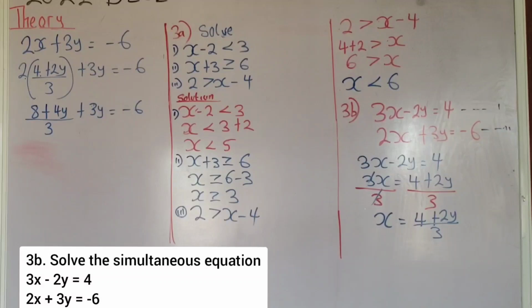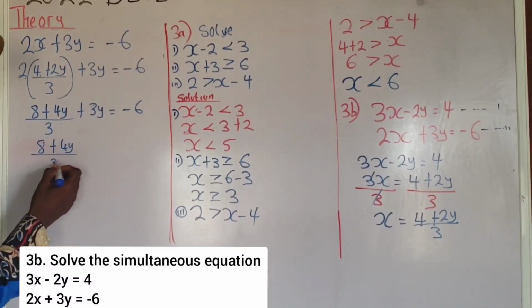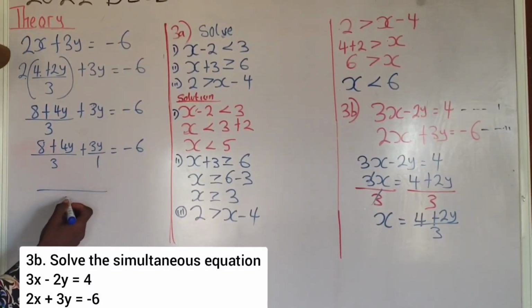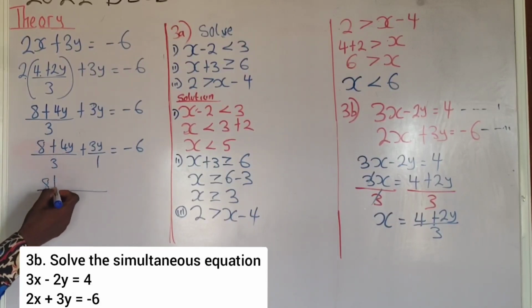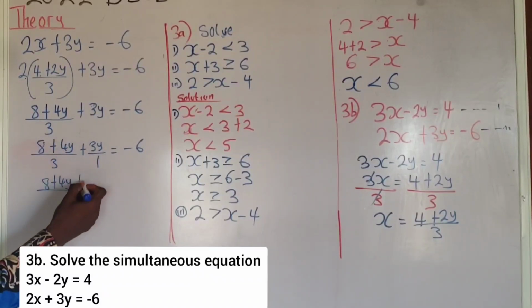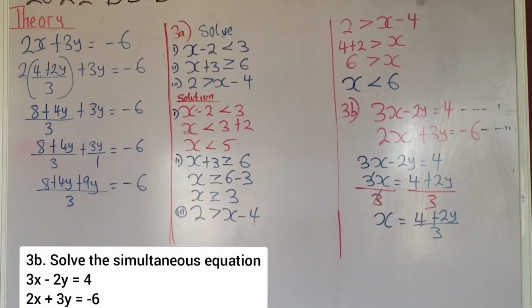Therefore, I can rewrite this as 8 plus 4y all over 3 plus 3y all over 1 equals negative 6. Now take the LCM. The LCM is 3. 3 divided by 3 is 1. 1 times 8 plus 4y is 8 plus 4y. 3 divided by 1 is 3. 3 times plus 3y is plus 9y. So this is equivalent to negative 6. What I'm doing now is simplifying. I want to simplify and get the value of y.